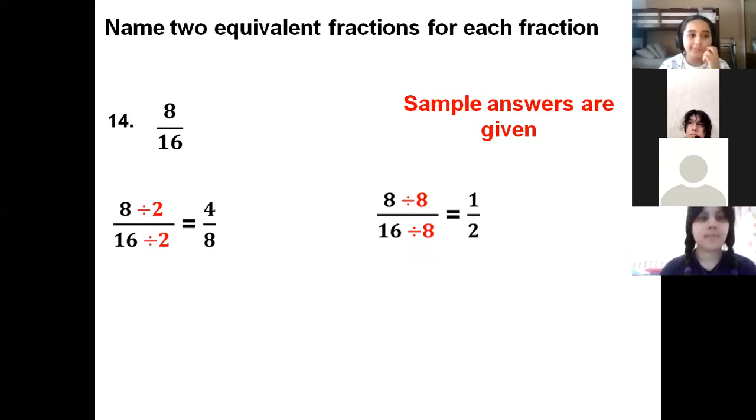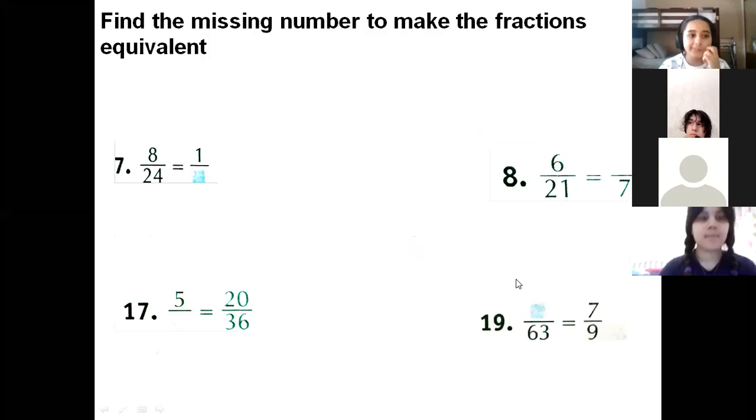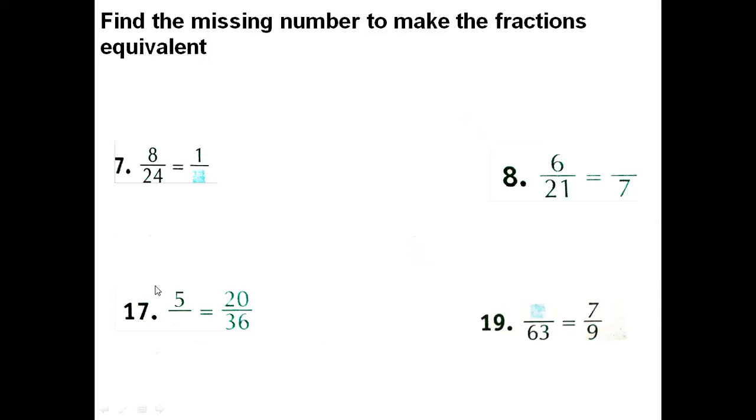And you can divide by 8, by the way. 8 by 8 is 1. 16 by 8 is 2. And those are equivalent fractions. Again, you can write a lot of equivalent fractions. Look at this one here, number 7. Who can tell me what is the missing number here if we use equivalent fractions?